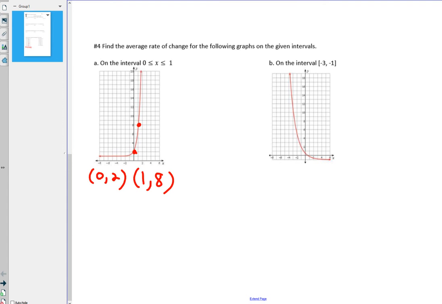Because the important part today is once you have those points, to know how to use the slope formula. So 2 minus 8 over 0 minus 1 is negative 6 over negative 1. So take that, Jamin. You said 4. I'm getting 6. Okay, well, then fine. I'll take it.